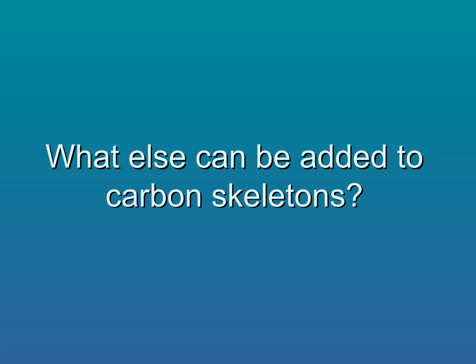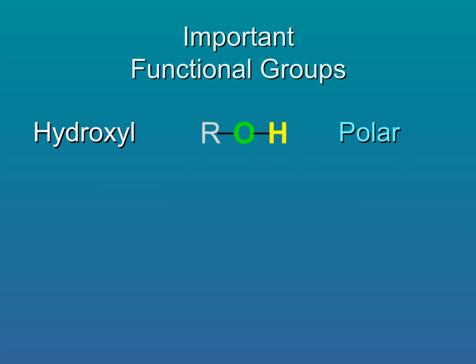Now, hydrogen is not the only thing that can be added to a carbon skeleton. Other atoms can be added, but in organic molecules, we are most concerned with special groups of atoms called functional groups. There are many functional groups, but you're required to know only 6 of them. The first is hydroxyl. It consists of an oxygen bonded to a hydrogen atom.